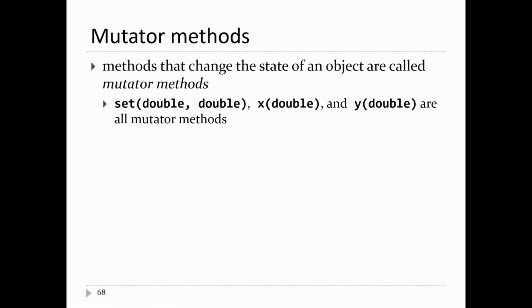Anyway, methods that change the state of an object are often called mutator methods. They mutate or change the state of an object. So set x that takes in a double value and y that takes in a double value are all examples of mutator methods.